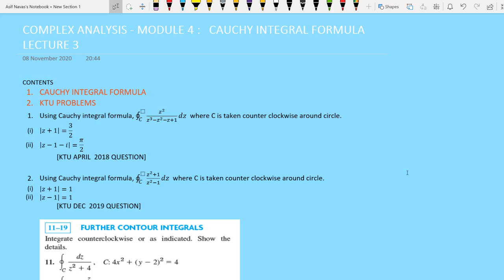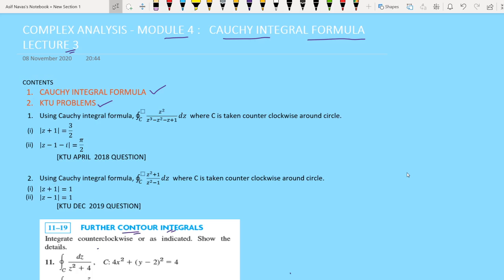Okay, the next topic is module 4, Cauchy Integral Formula, lecture 3. In this lecture, we will discuss Cauchy Integral Formula and KTU problems by solving them using Cauchy Integral Formula, and further we will do some exercise questions.